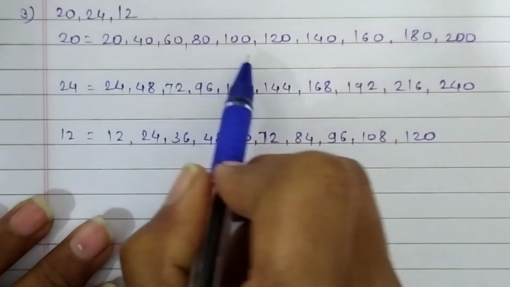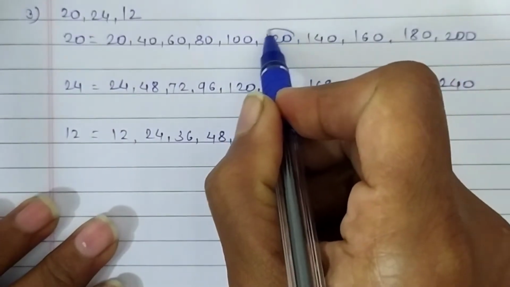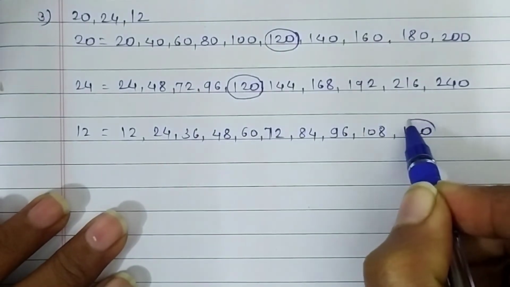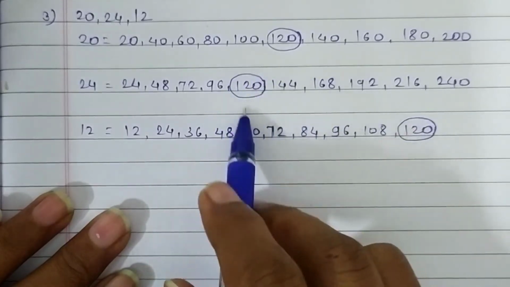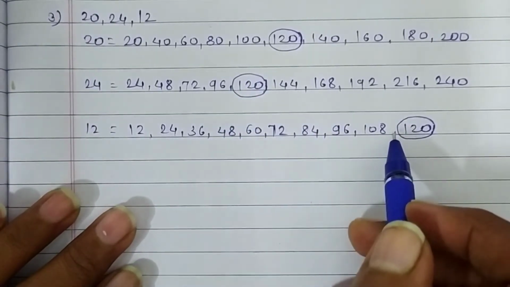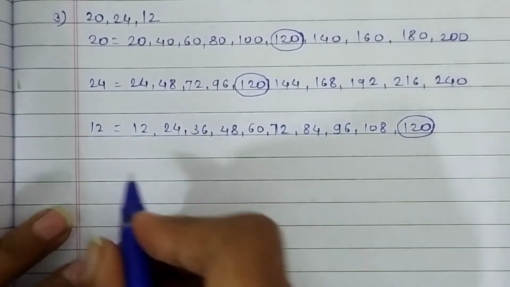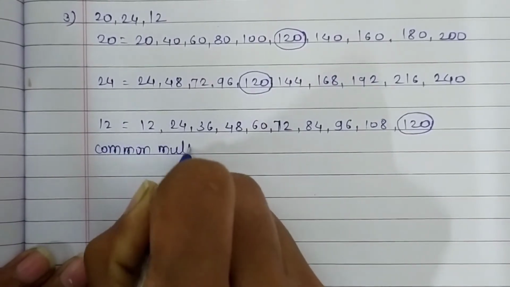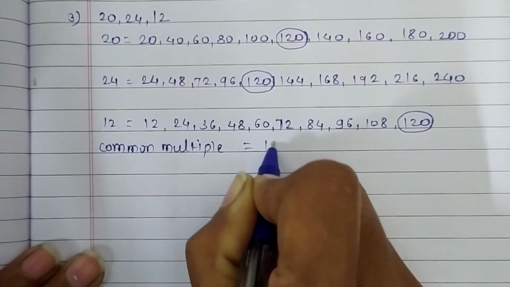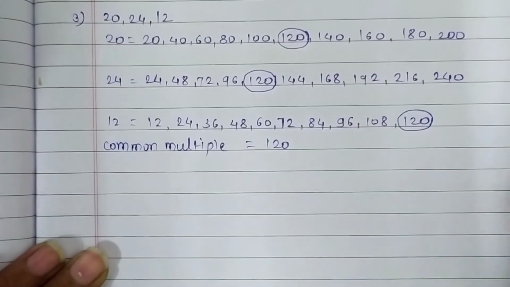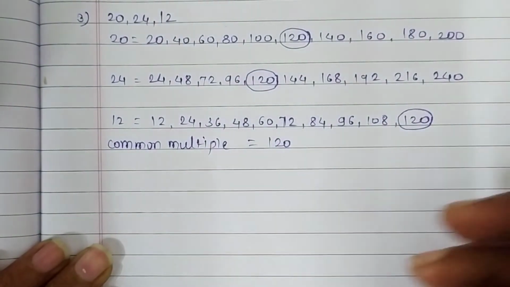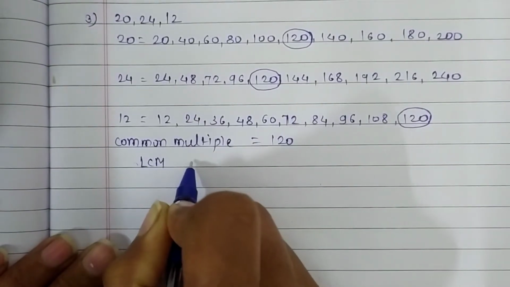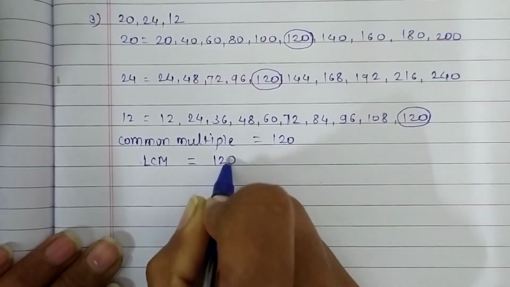When we observe all 3 tables, we notice that there is 120 as a common number in 3 tables. Look here. This is our first common multiple. So we are going to write this as common multiple is equal to 120. There is no need to extend the tables. So our LCM for 20, 24 and 12 is 120.